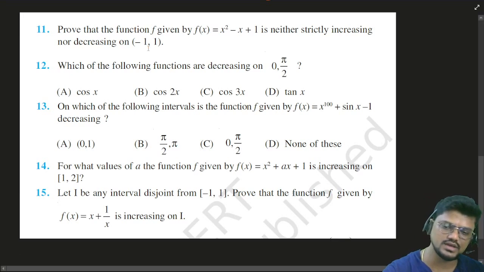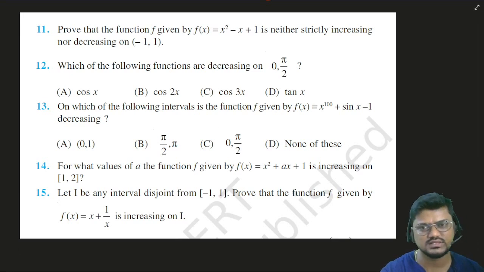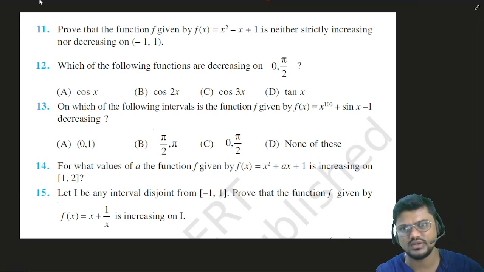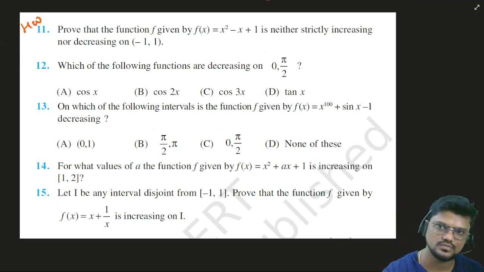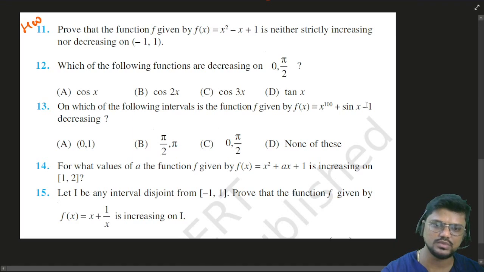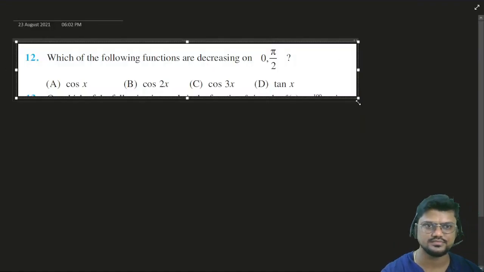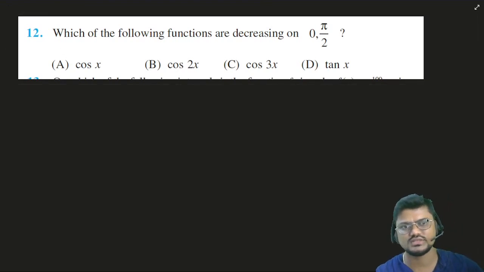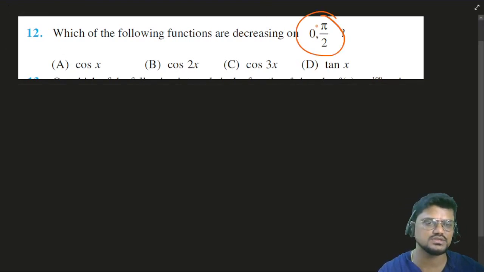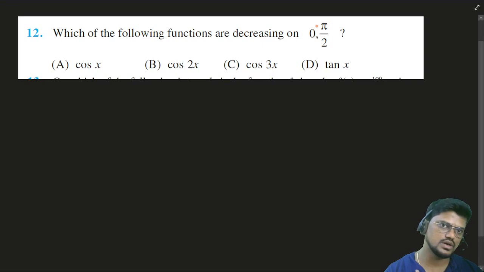Okay, see over here, this is the same sum. You please solve it in your homework. I'll solve the next problem, this 12th one. This is an MCQ, but still it is a lengthy question. You need to understand it properly. Which of the following functions are decreasing on the interval 0 to pi by 2? Okay, which of the functions is decreasing on the interval?